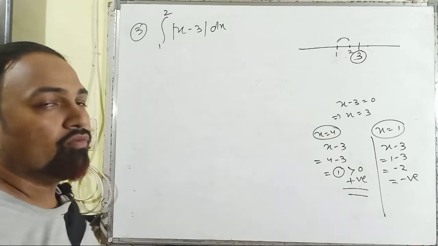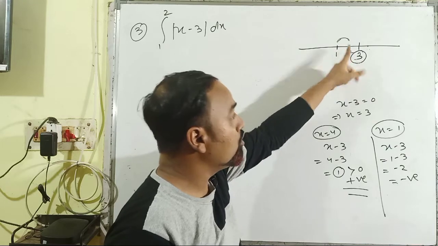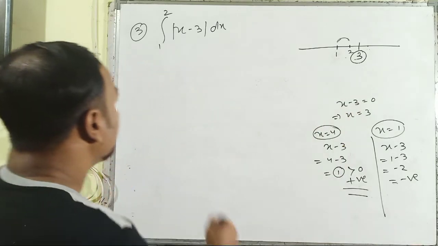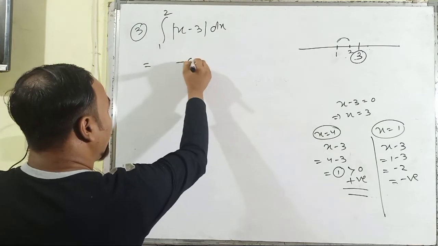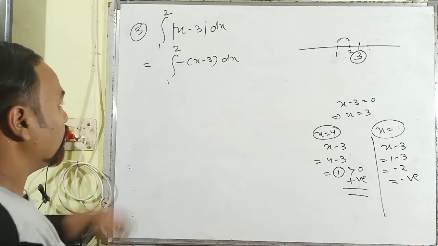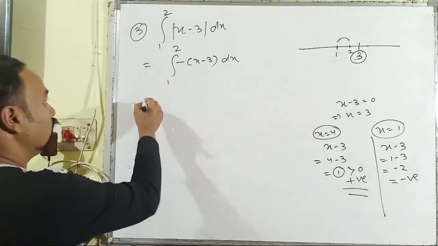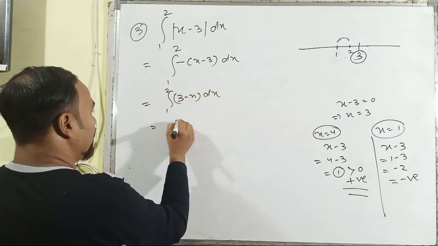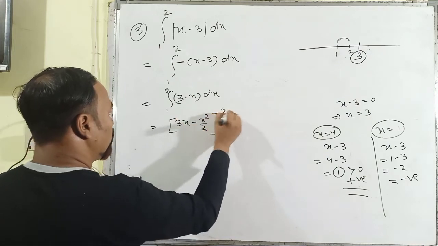So we have to find out the integral in the negative interval from 1 up to 2, and both of the points exist towards the left side of 3. So let us solve it. The value of modulus of x minus 3 is minus of x minus 3 from 1 up to 2, because both of the points lie to the left side of 3. So it will be 3 minus x from 1 to 2. It is 3x minus x square divided by 2 from 1 to 2.